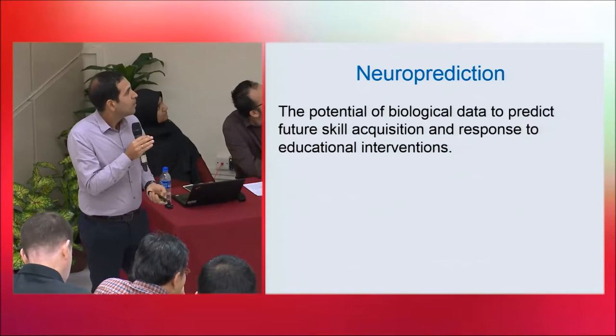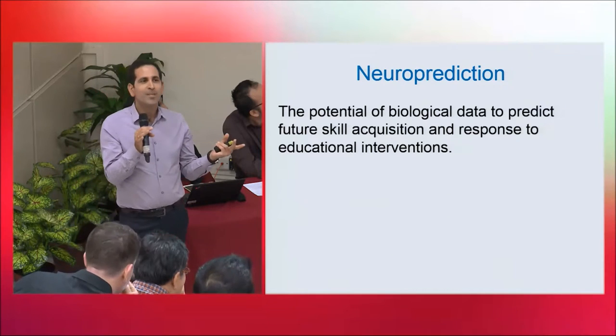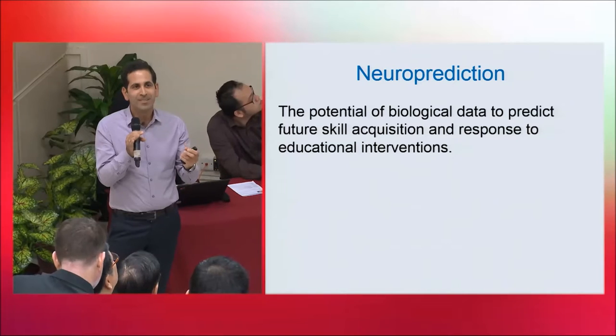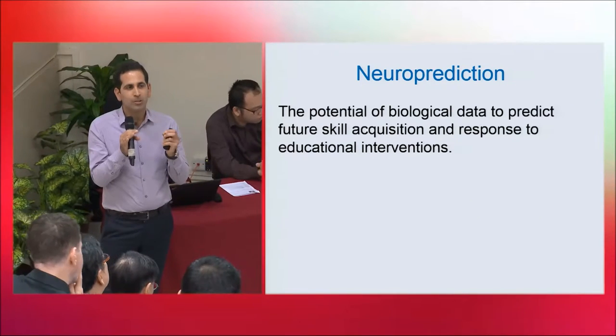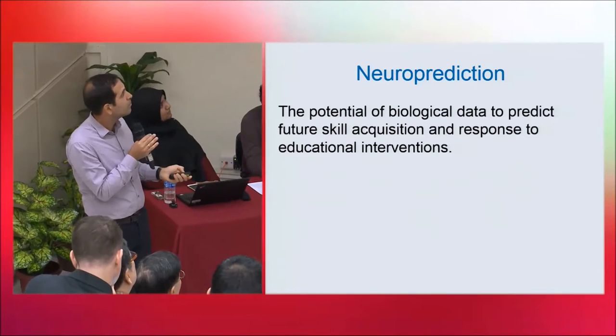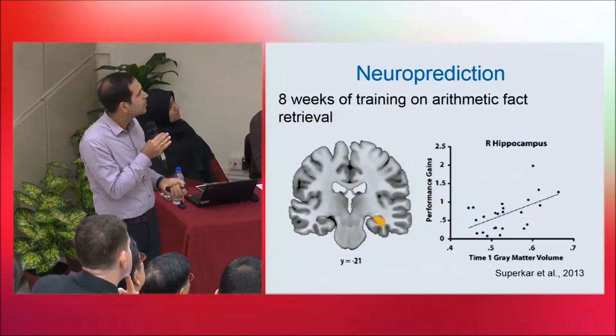Let me give you one study about neuroprediction. It's one study basically because there is not much there. There is a lot on neurounderstanding, but when you're talking about neuroprediction, there is not much. There are starting to be more and more studies now that I know are in the pipeline, also by my group. But this is a study that has already been published.